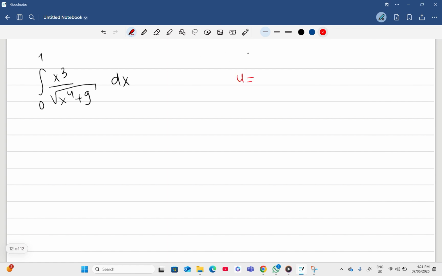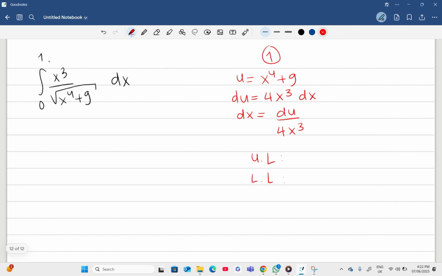So u is equal to x to the power of 4 plus 9. Yeah, and then my du is going to be 4x cubed dx, and my dx is going to be du over 4x cubed. Now this is, like we said, always the first step, but now we have a new step because we have a limit. When we are using u, we don't have the same limits. We need to find a new limit. So let's find my new upper limit and my new lower limit.